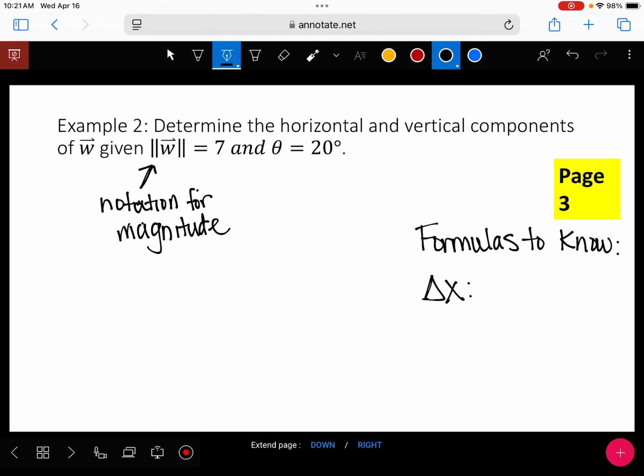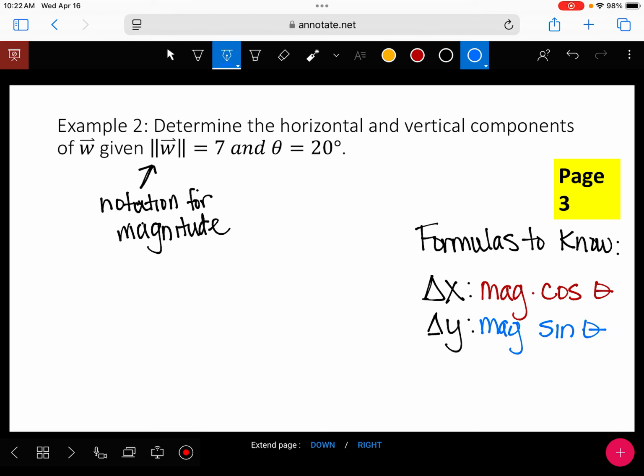In order to find your change in x, you're simply going to take your magnitude and multiply that by the cosine of your direction. Again, I'm abbreviating magnitude as MAG because that's a long word to write over and over again. And then for delta y, writing it in the formulas to know, we're still using magnitude. But as you know, y is sine, not cosine. So it would be the magnitude times the sine of our direction.